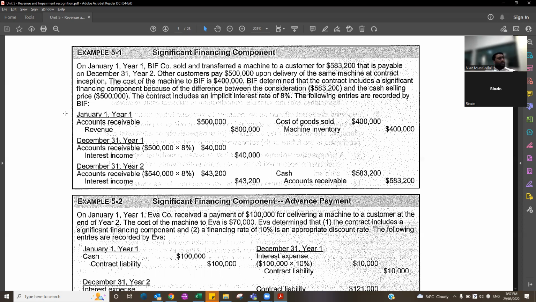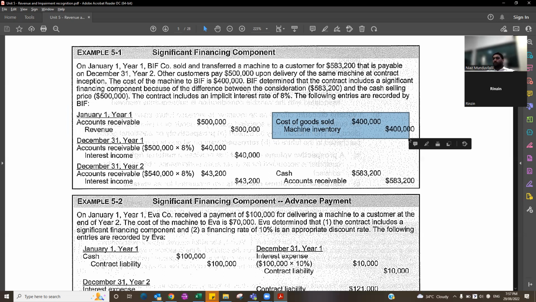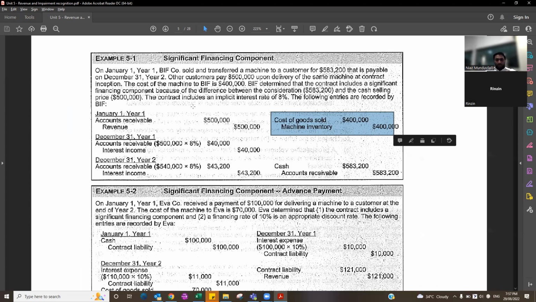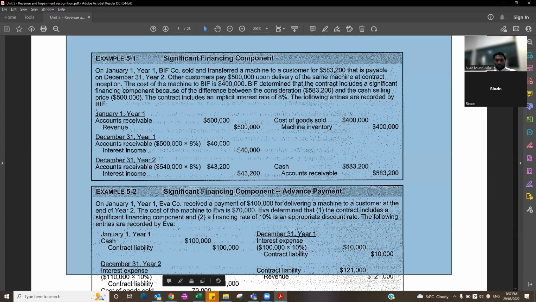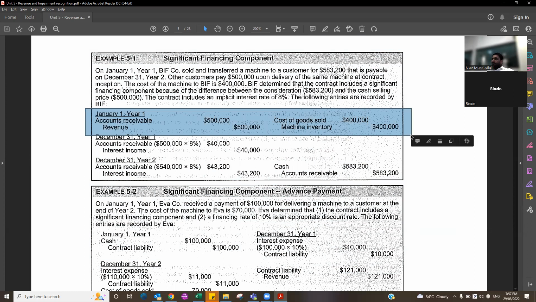Now, for example, when you do a sale, the journal entry will be: 500,000 is your sale, so debit accounts receivable, credit revenue 500,000. And your cost entry will be debit COGS 400,000, credit machine inventory 400,000. So let me know, when you normally do a sale, do you record the second entry? Normally, when you do the sale, you definitely do the first entry, right? Do you guys do the second entry?